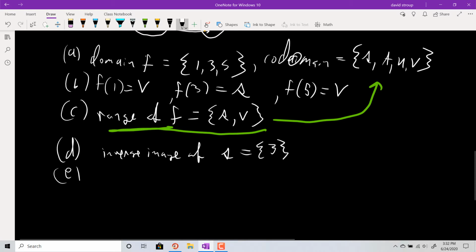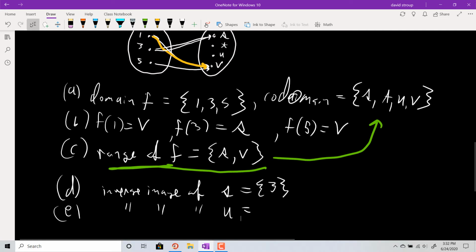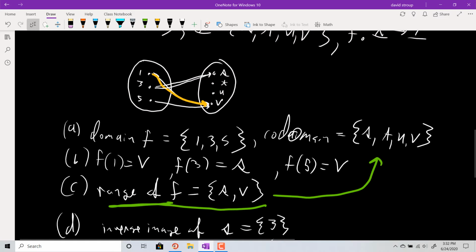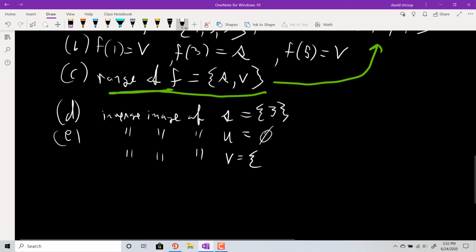Then, inverse image of U. Okay, so you go back to the diagram. There's no arrow pointing at U. Up there at the top of the screen, there's no arrow going to U, so you're just going to put the empty set, the null set. The inverse image, we'll just do one more, of V. And V has two elements going to it, so 1 and 5 will go into that set.